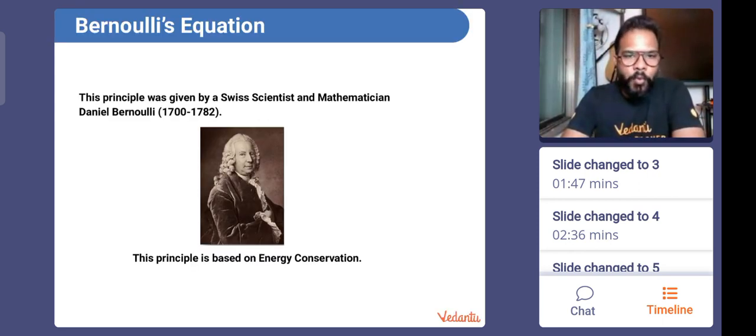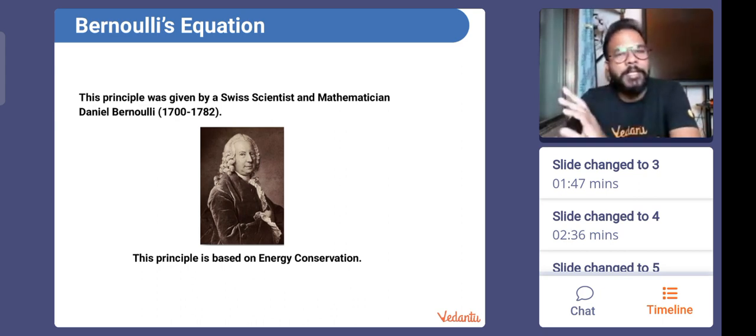Now who exactly was this guy Bernoulli? He was a Swiss scientist and a mathematician. They were extremely into science, obviously. His surname is Bernoulli, and that's why the theorem which he gave is known as Bernoulli's theorem or Bernoulli's equation. And Bernoulli's theorem is actually the law of conservation of energy, or we can say the work energy theorem in liquids when they are flowing. It is as simple as that.